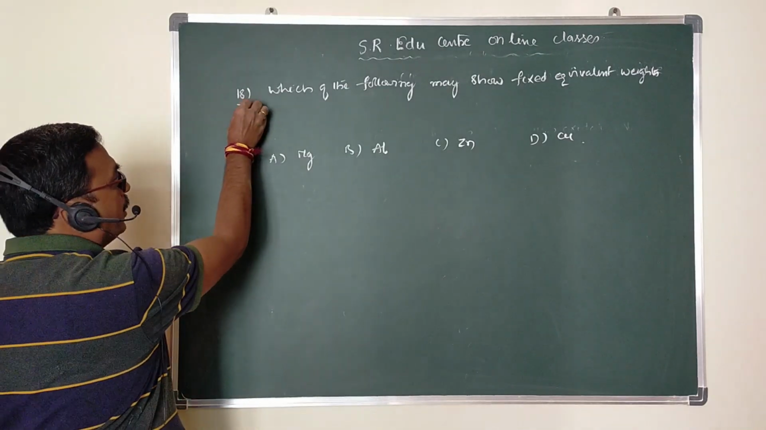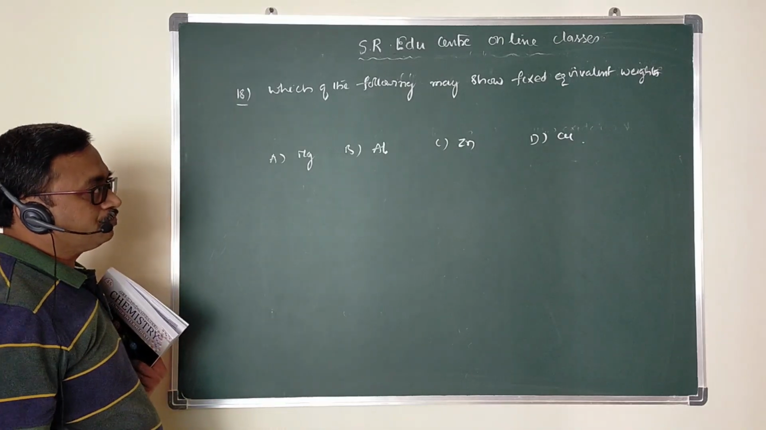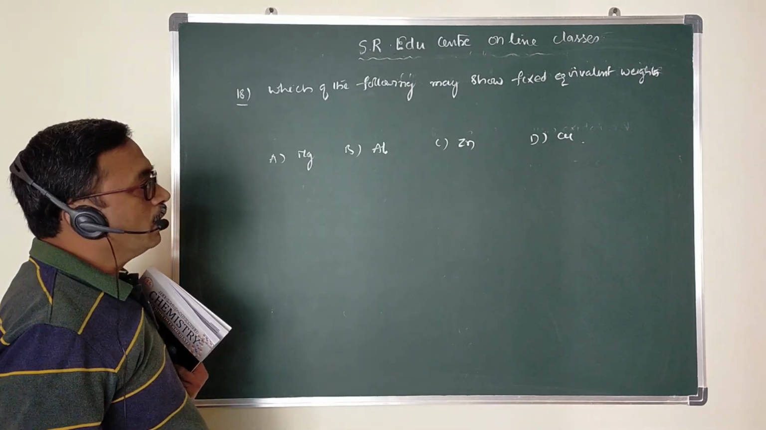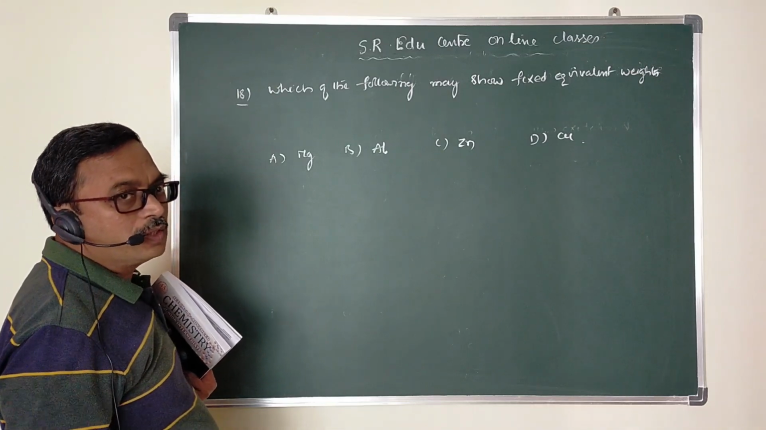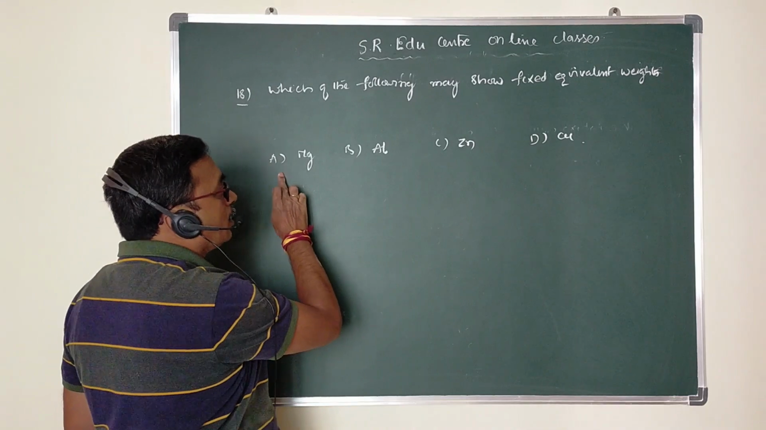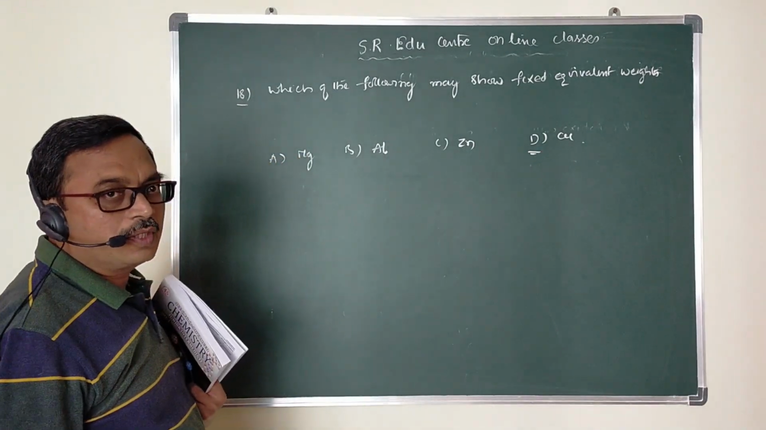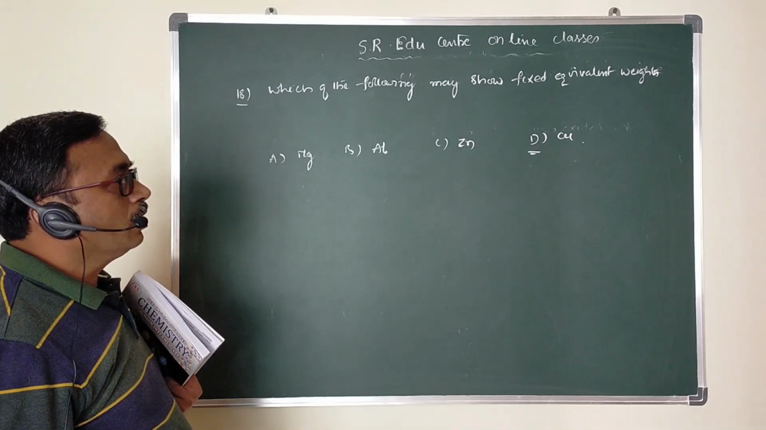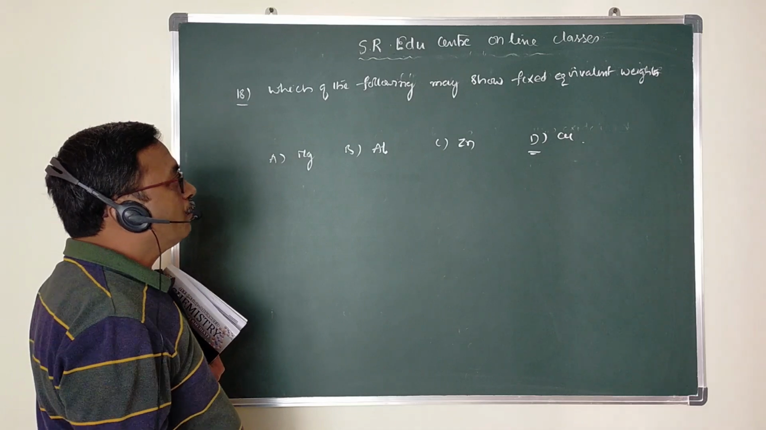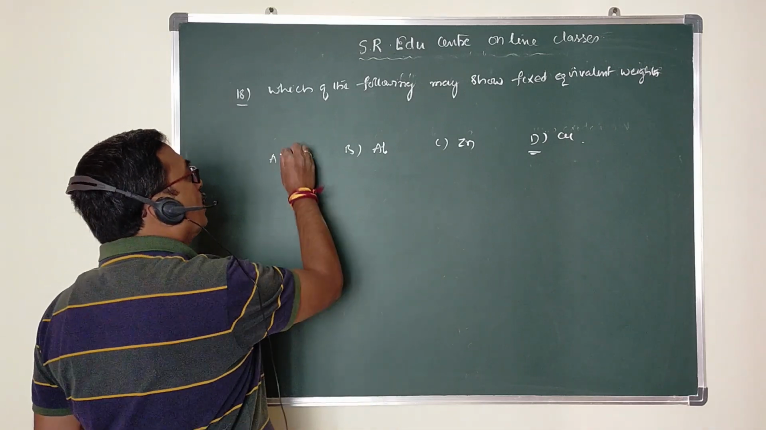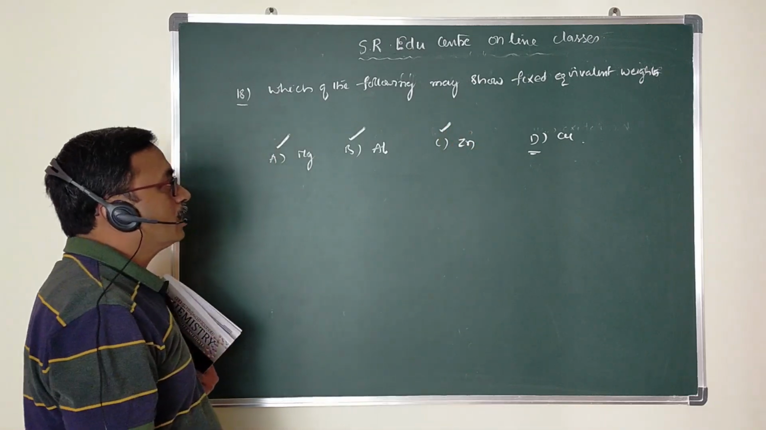Next question is 18. Which of the following may show fixed equivalent weights? Generally, variable equivalent weights are shown by the transition metals. So, in the given options, D is the only transition metal; copper is the transition metal. So it will show variable equivalent weights, or variable valency. So fixed equivalent weights are shown by magnesium, aluminium and zinc. These are the options.